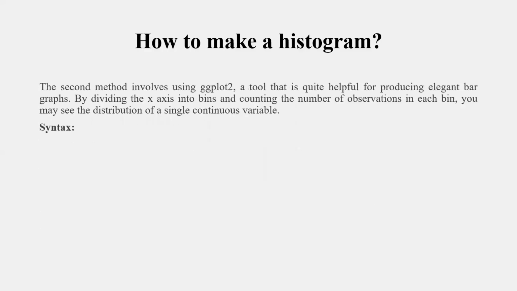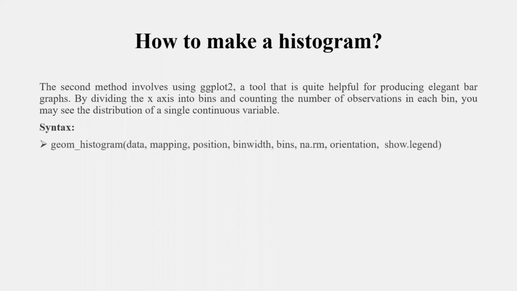The second method involves using the ggplot2 package, a tool that is quite helpful for producing elegant graphics. By dividing the x-axis into bins and counting the number of observations in each bin, you may see the distribution of a single continuous variable. The syntax for it is as follows. Just use the geom_histogram function, pass the data frame, and the required parameters. Let's move to our studio.